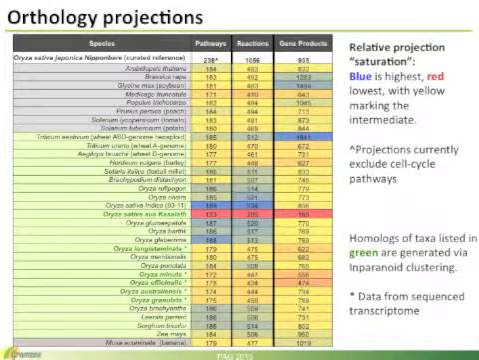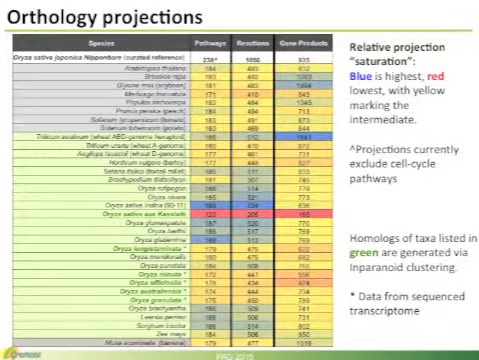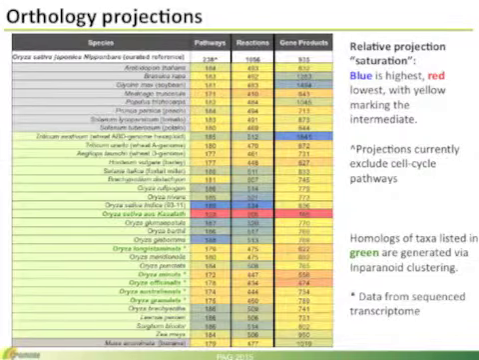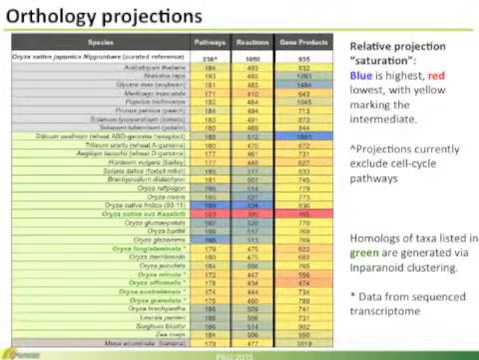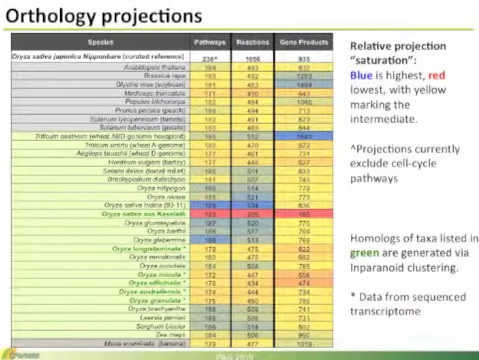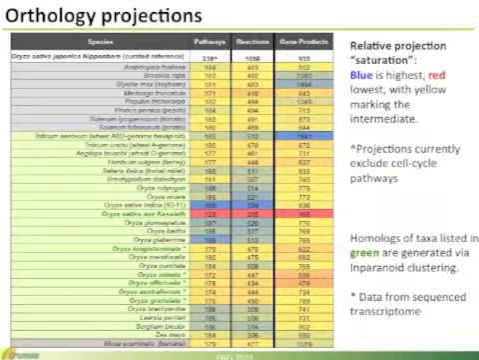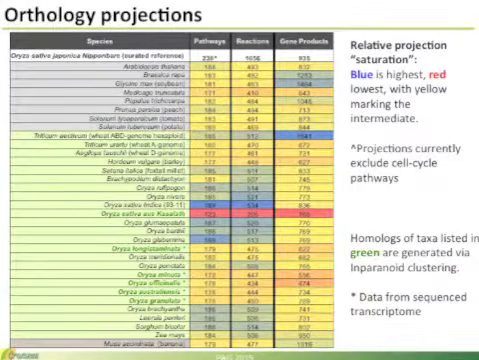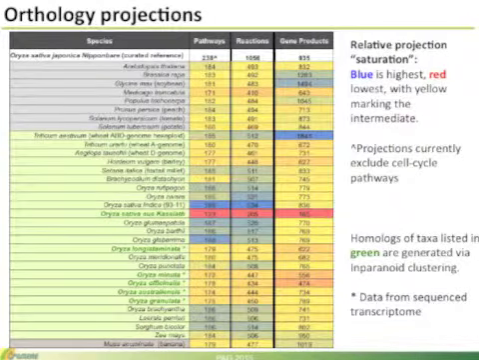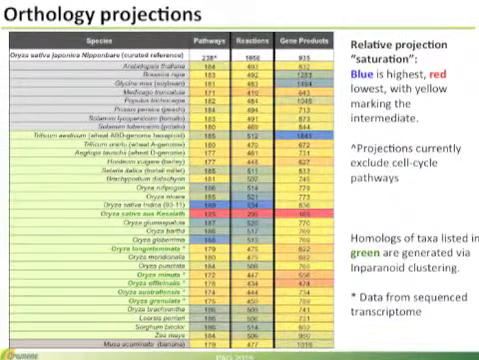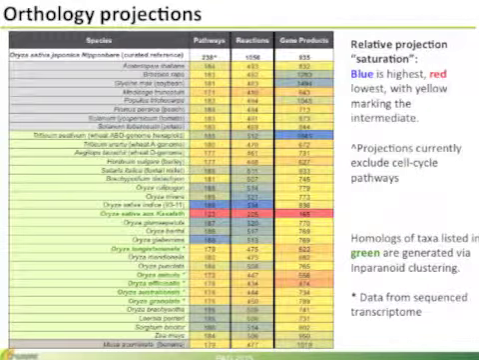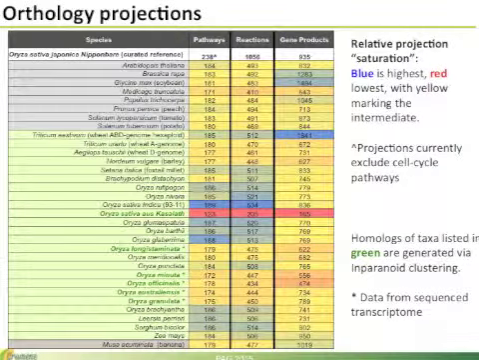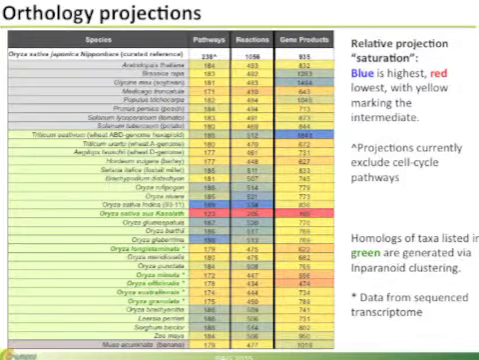We have here the dicots at the top, the monocots follow, and including all of the Oryza taxa that I was mentioning. In each column, they're individually heat mapped, if you will, with blue representing a high projection saturation. We had a good projection return rate after we set our thresholds for reciprocal identity amongst the Compara data. And the red represents a lower return rate, with yellow marking the intermediate. And on the left, I've also highlighted in green those that were generated by InParanoid clustering instead of Compara.